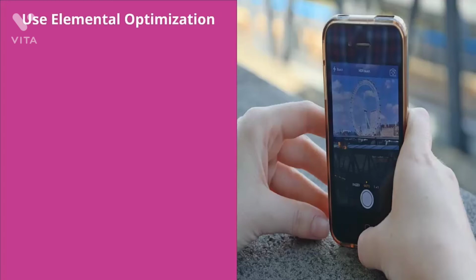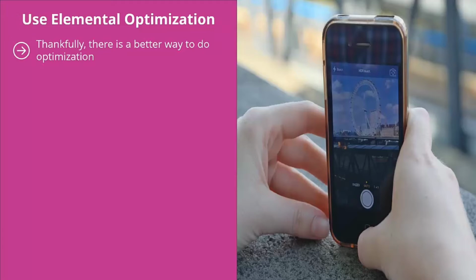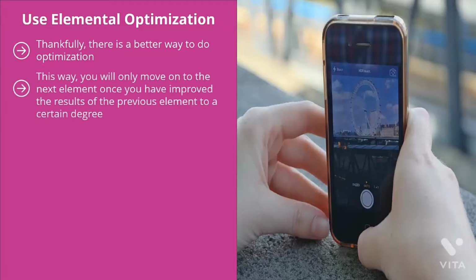Use elemental optimization. Thankfully, there is a better way to do optimization. You can use elemental optimization. Instead of just taking random guesses as to what would turbocharge the results of your sales funnel, you break up each part of the sales funnel process into elements and you make changes on an element-to-element basis. This way, you will only move on to the next element once you have improved the results of the previous element to a certain degree.